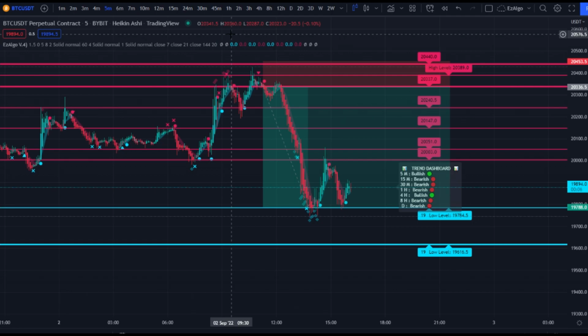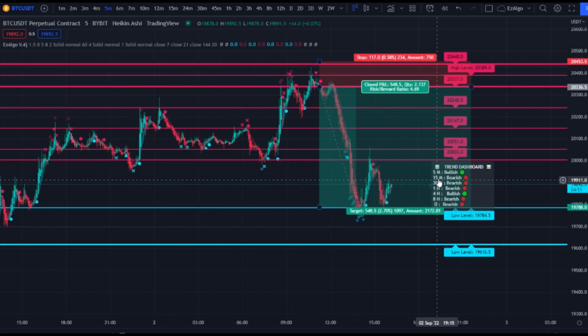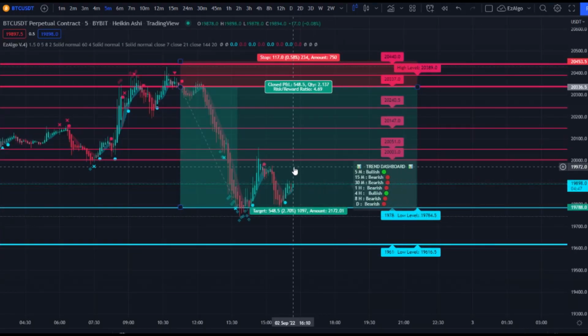A lot of times people overcomplicate the trend dashboard. They say, well, if the 15-minute is bearish and the 30-minute is bullish, what should I take? It's like, just use common sense, right? If everything is bearish, you probably shouldn't be taking longs, unless you're on a higher time frame. So right now, I can say everything is pretty bearish, so I'm not really looking to be taking any longs here at this level on the 5-minute.